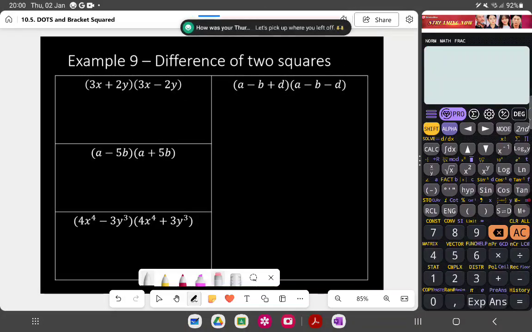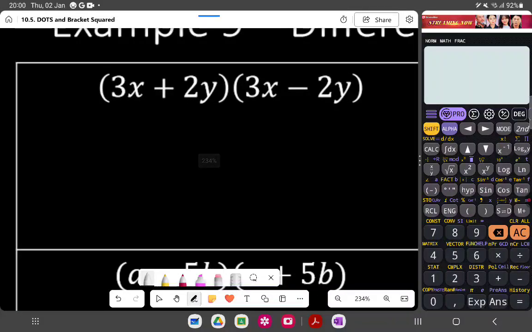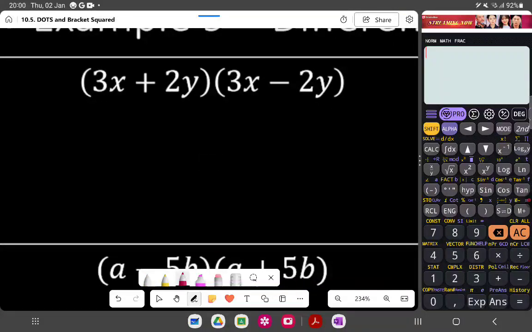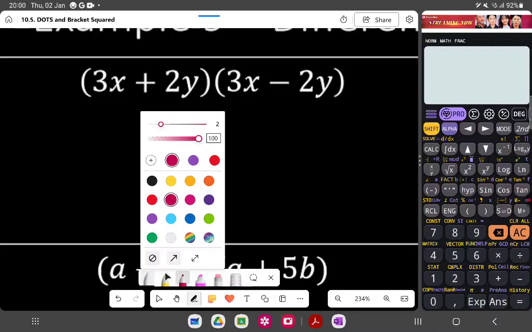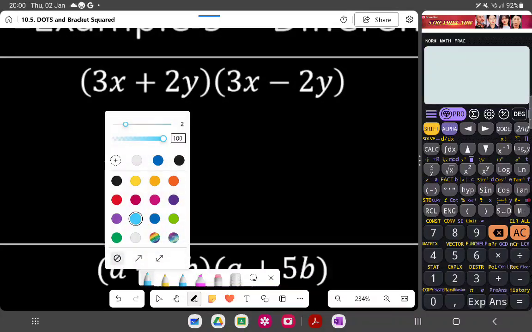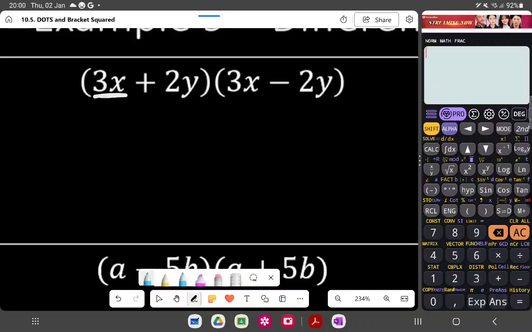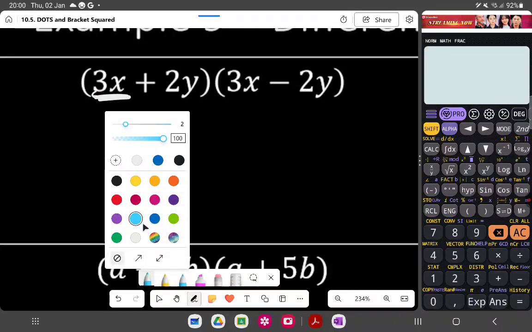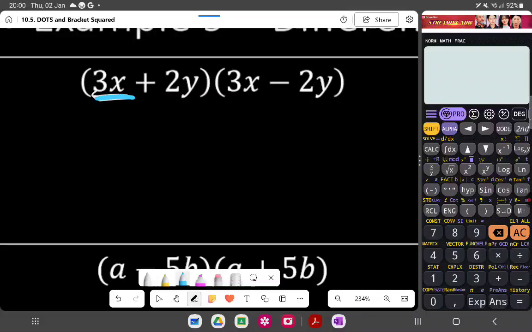Example number 9 is giving us this equation, difference of two squares. I've got 4 examples on the screen. Let's work on the first one. First thing I want you to see is we've got two identical brackets. Term 1 is 3x. Okay, 3x and 3x. That is term 1, right? Both of them are the same. Here you have 2y as term 2, term 2.